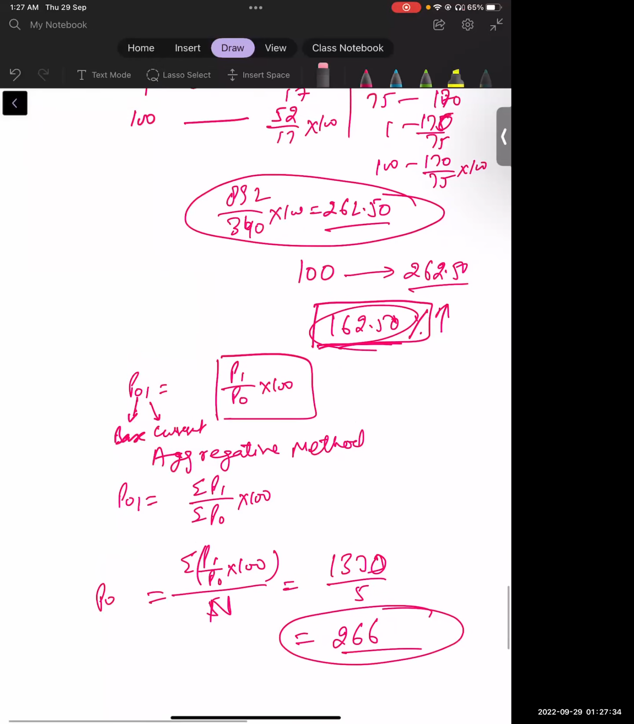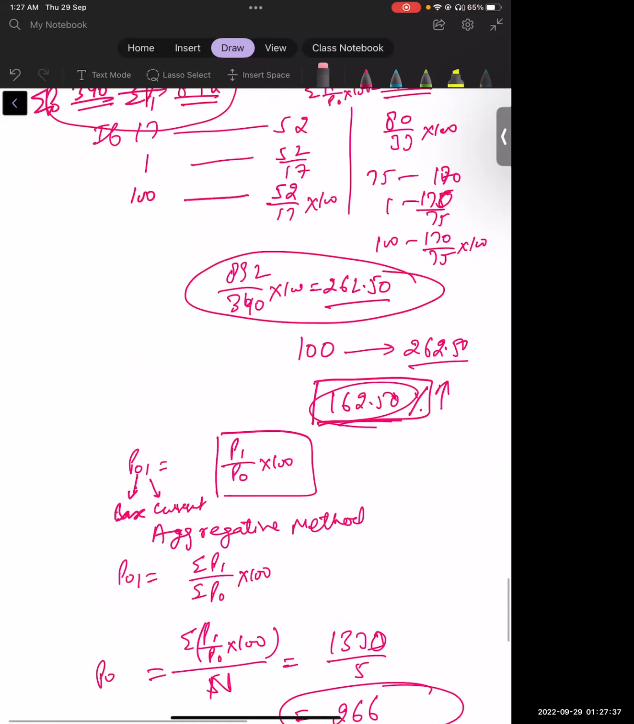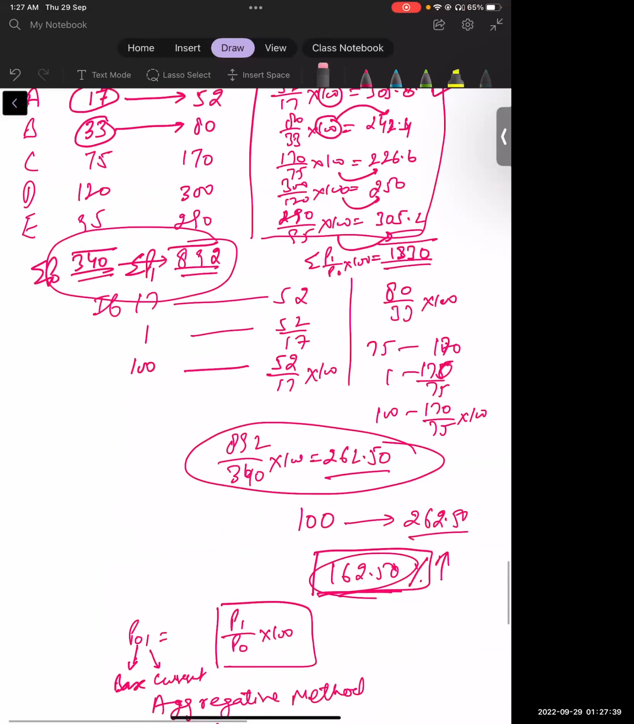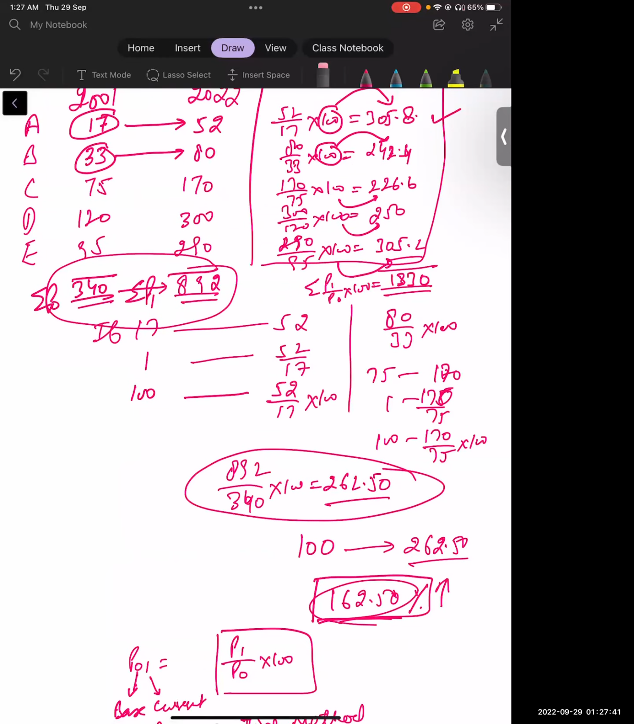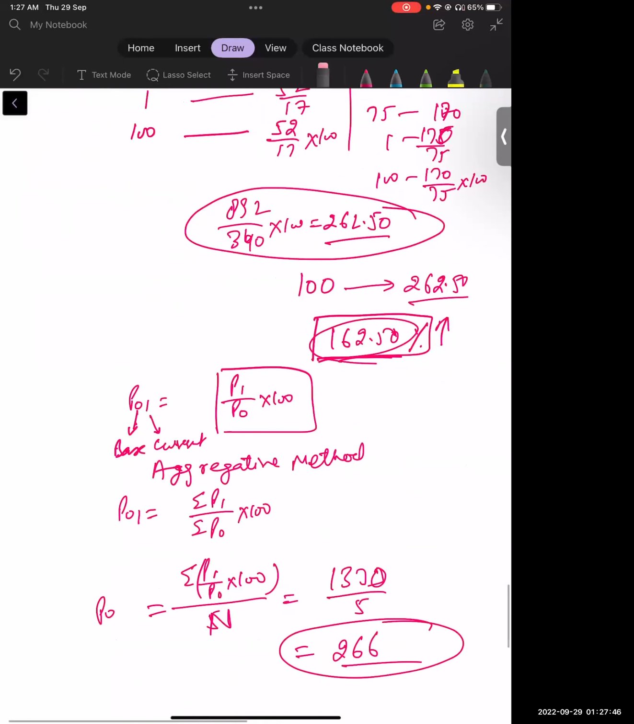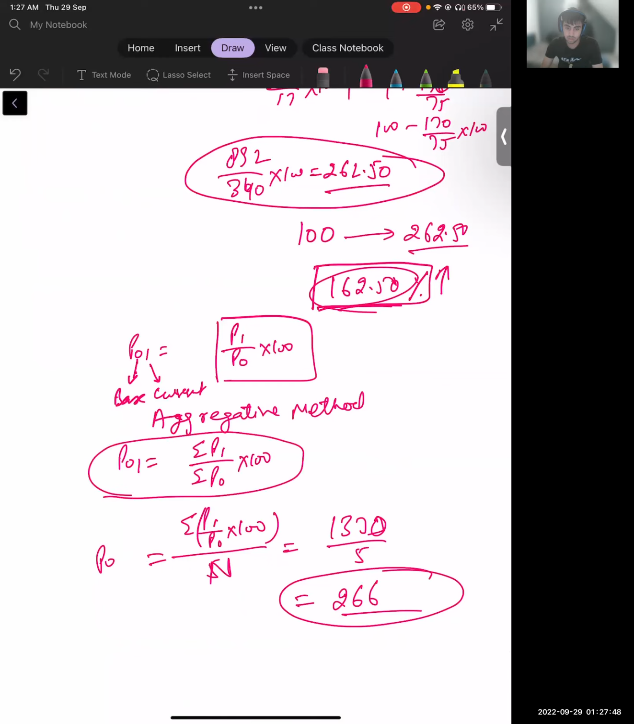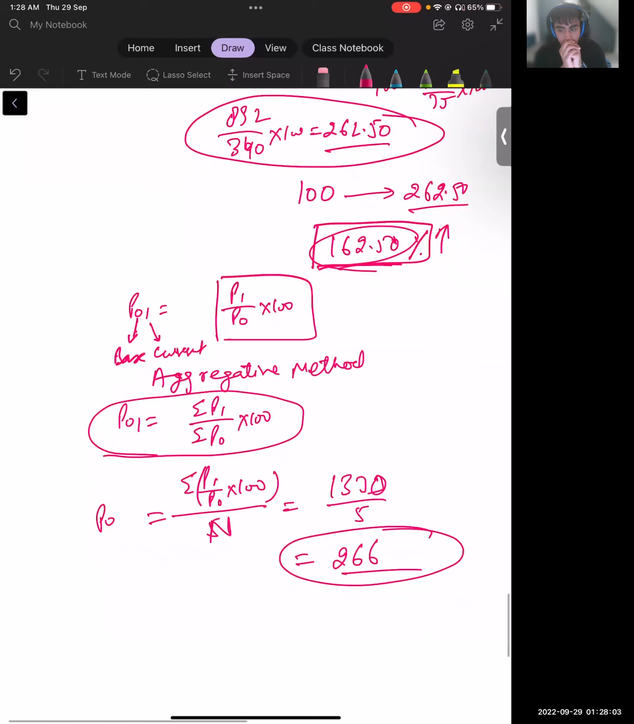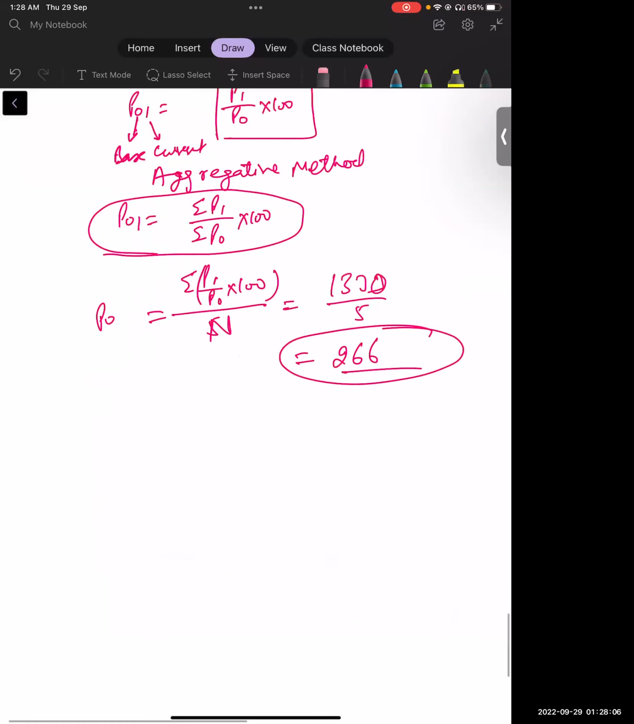Number one, we make the sum of both the terms, then it will be summation P1 upon summation P0 into 100. Or another method is to make the relationship between the two for every item, make the sum of it and divide it by n. The first will be the aggregative method. Done. So I'm giving you a question. Please tell me what the answer is.